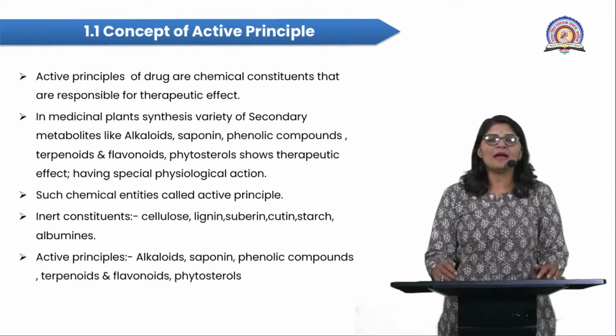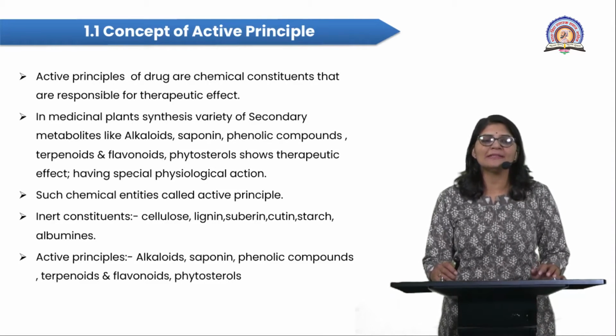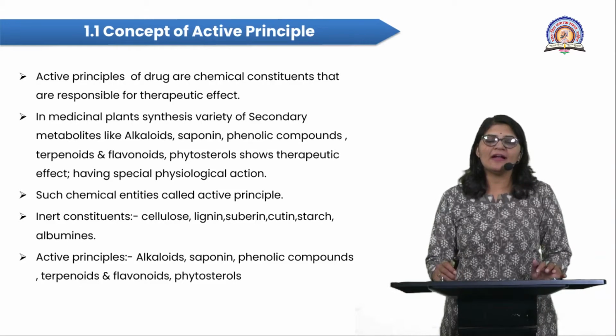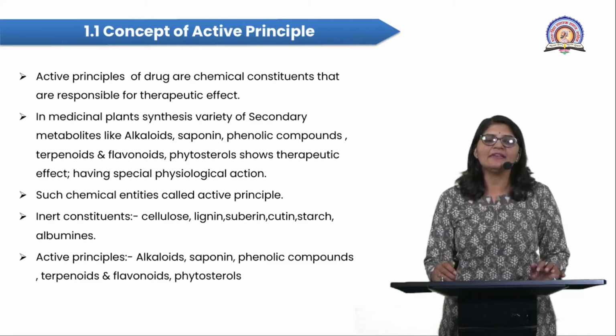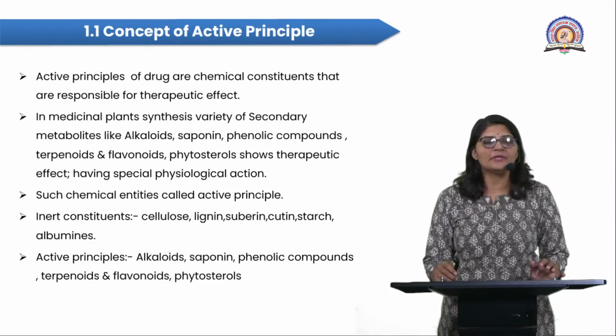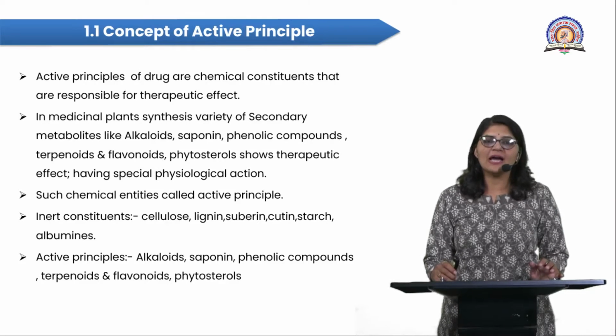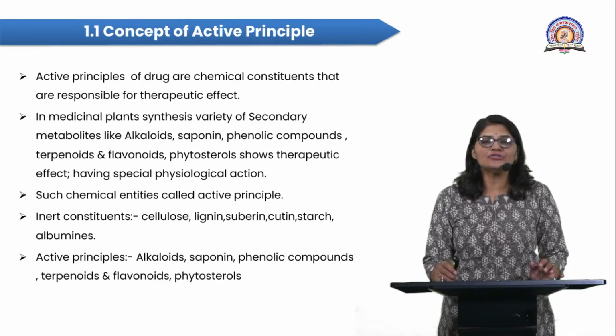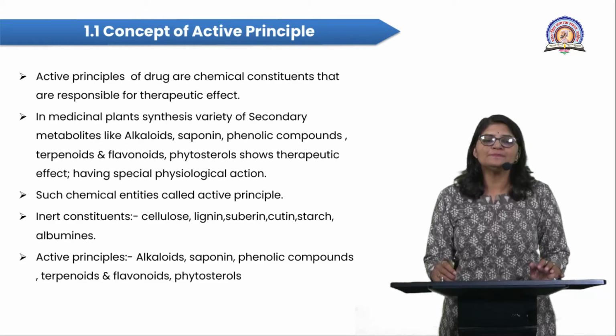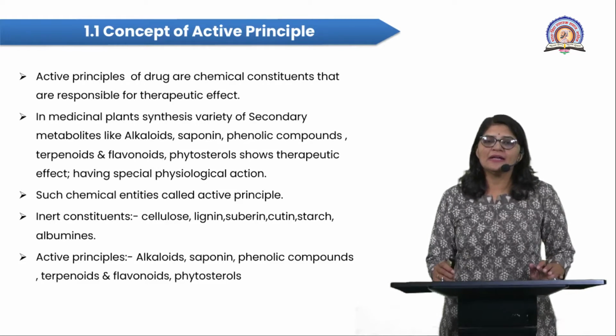In a medicinal plant, the synthesis of a variety of secondary metabolites like alkaloids, saponins, phenolic compounds, terpenoids, flavonoids, and phytosterols shows the therapeutic effect, and they have a special physiological action. Such chemical entities are nothing but the active principle. So the active principle has two different types. One is the inert constituent or inert active principle, and second is the active principle.